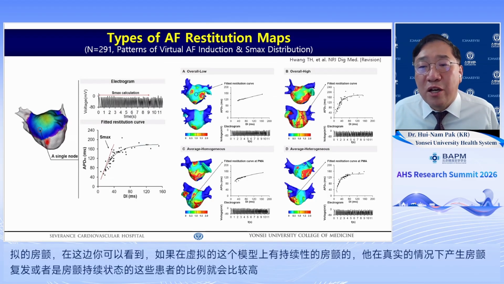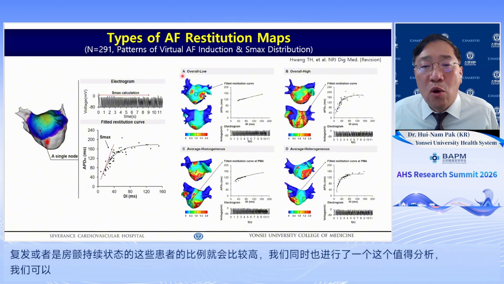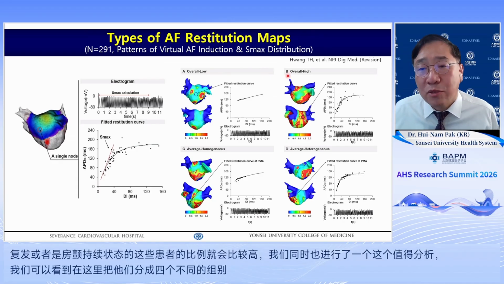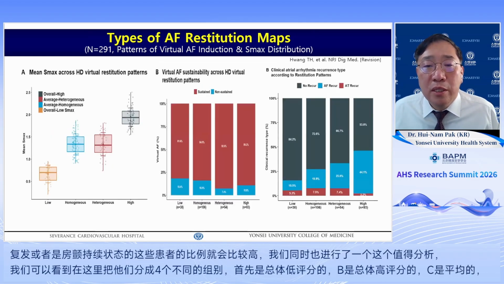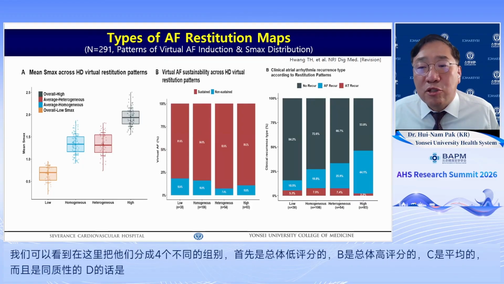analysis of the value and distribution of restitution Smax and divided them into 4 different groups. First one, overall low Smax group. Number 2, overall high Smax group. Number 3, average homogeneous Smax. And number 4, average heterogeneous group. So we have summarized the Smax distribution, virtual AF inducibility, and clinical AF recurrence according to the 4 groups.